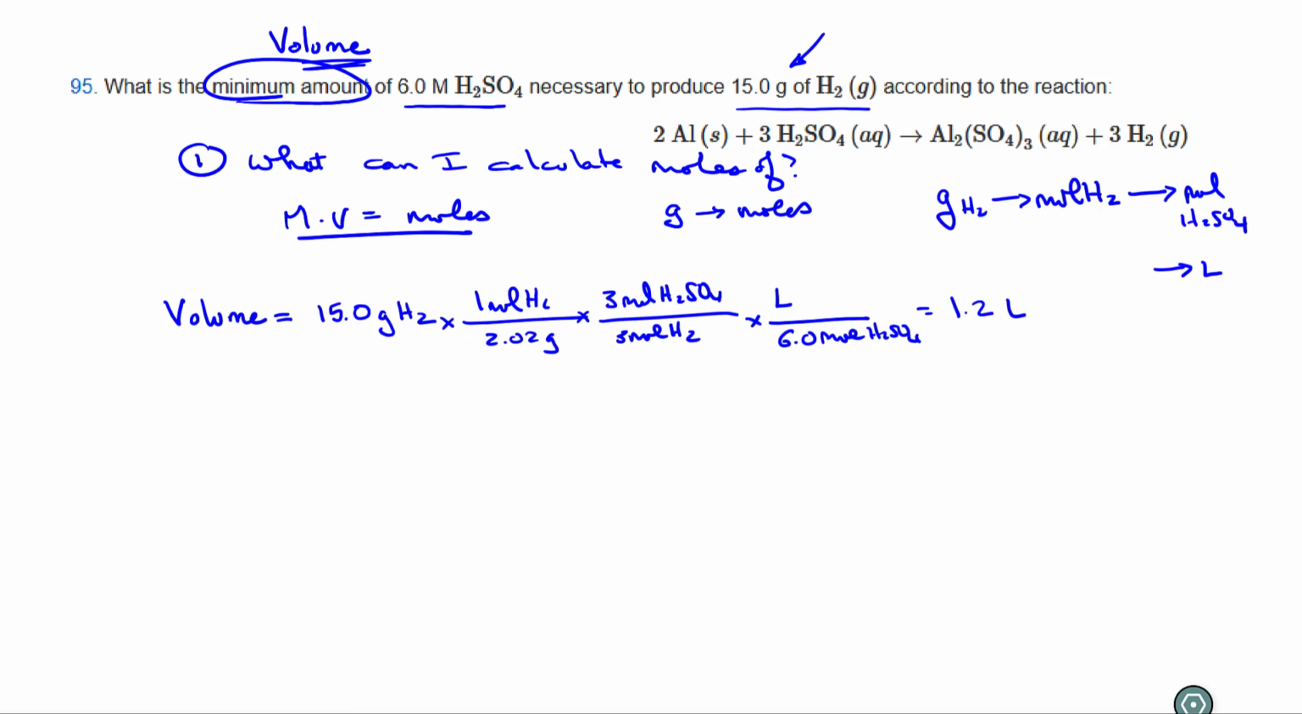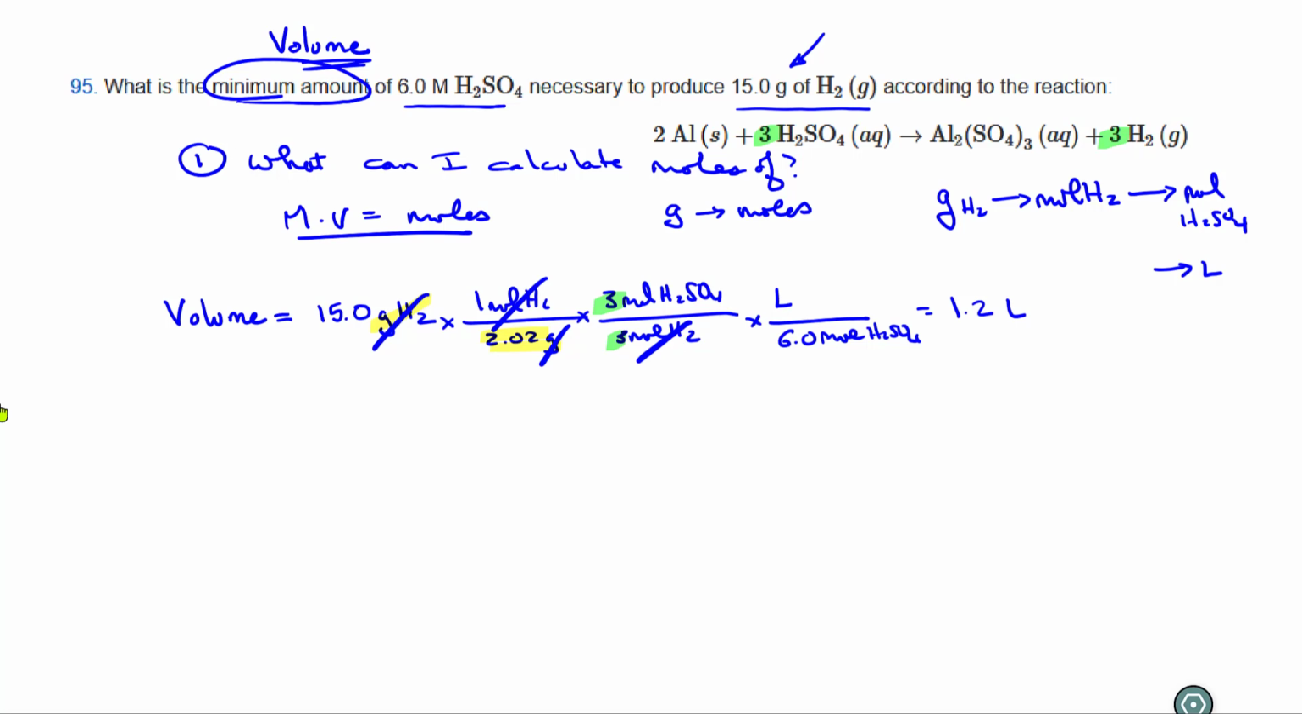So hopefully you got a result that looks like this. The first thing that I did is I needed the molar mass for hydrogen. So I got that, and then I divided by the molar mass of hydrogen to get to moles. And then I used my mole ratios for the 3 and the 3, sorry. And then that allowed me to cancel the moles of H2, and now I have moles of H2SO4.